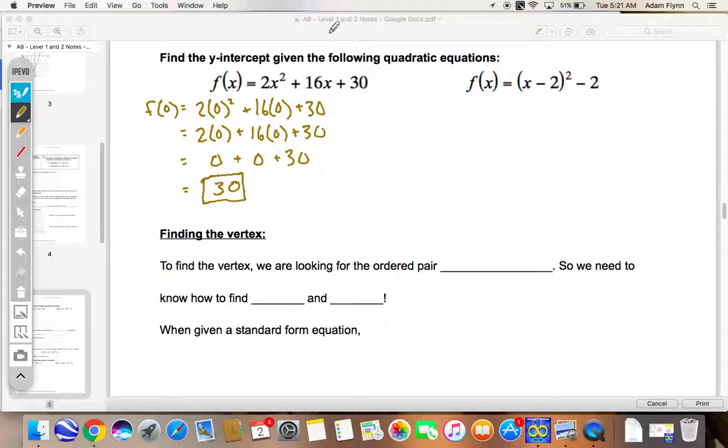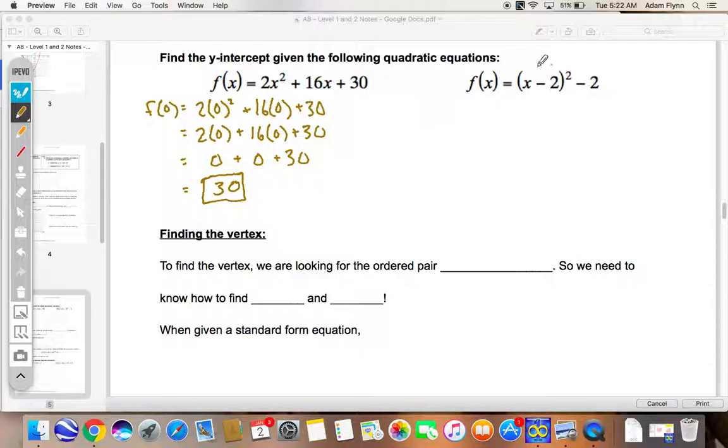Just a little hint here, if you're given an equation in standard form, if you're trying to find the y-intercept, you're always plugging in 0 here and plugging in 0 here. So once you do that, this term cancels out and this term cancels out. So in standard form, your y-intercept is just whatever your c is. So I have plus 30 on the end here. 30 is my y-intercept. Okay, that is just for standard form.